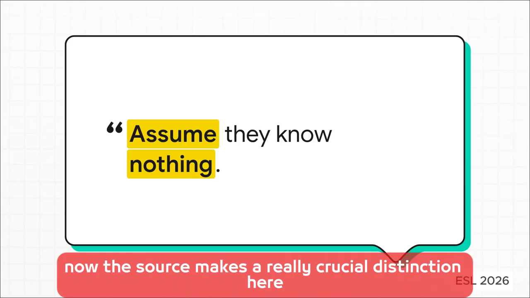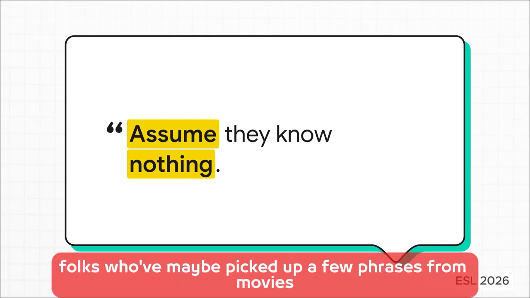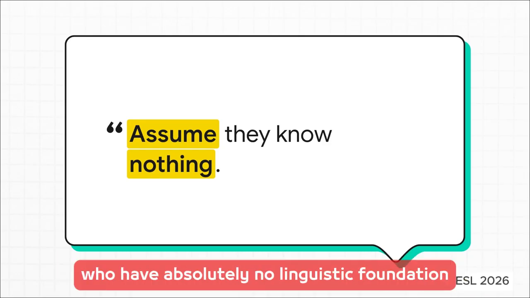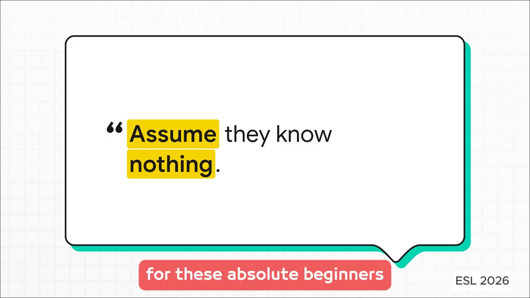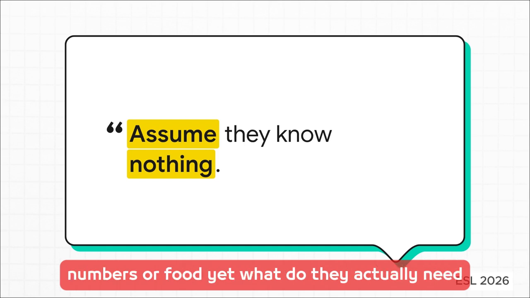Now, the source makes a really crucial distinction here between false beginners, folks who've maybe picked up a few phrases from movies, and true absolute beginners who have absolutely no linguistic foundation. For these absolute beginners, the text is wonderfully blunt. Assume they know nothing. Don't even think about teaching colors, numbers, or food yet.